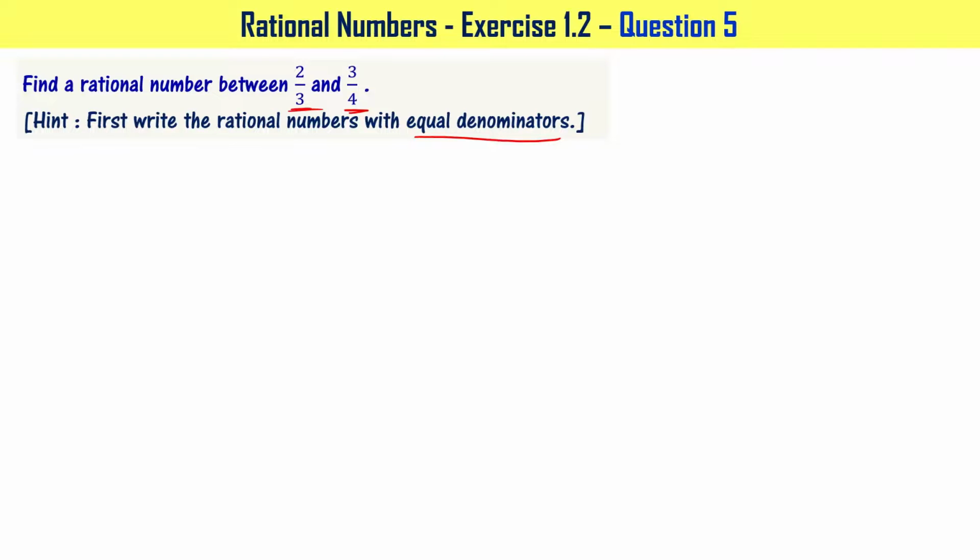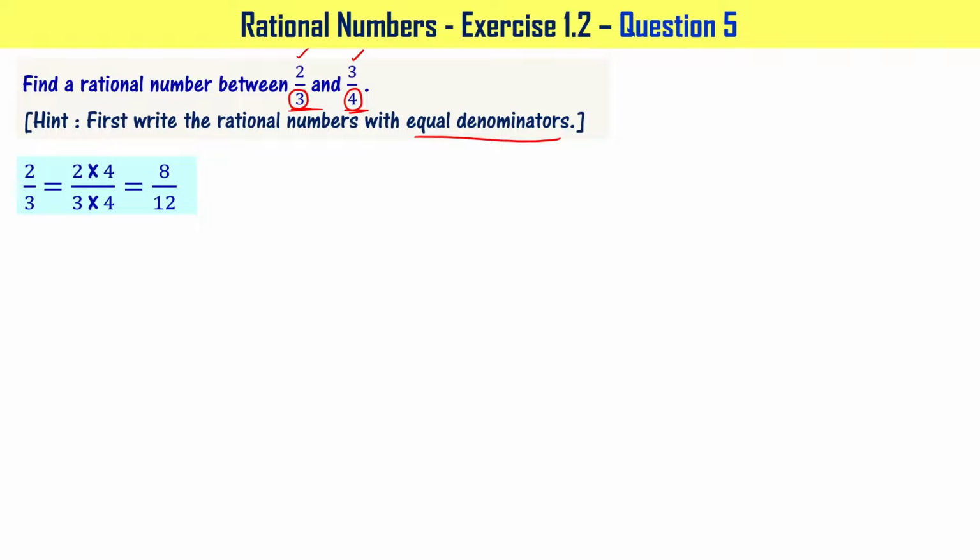For that, let me say that, since here the denominator is 3 and here the denominator is 4, can I multiply this particular number, both numerator and denominator, with 4? And for this particular number, can I multiply with 3, both numerator and denominator?